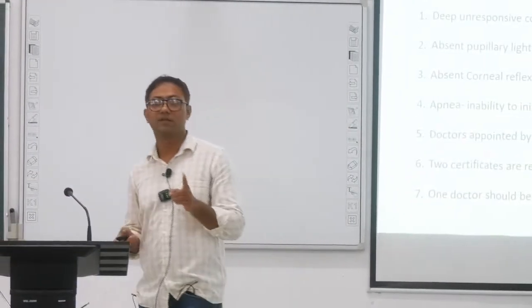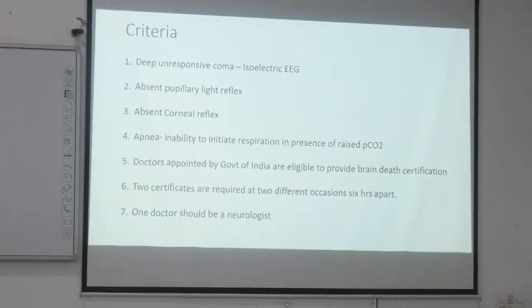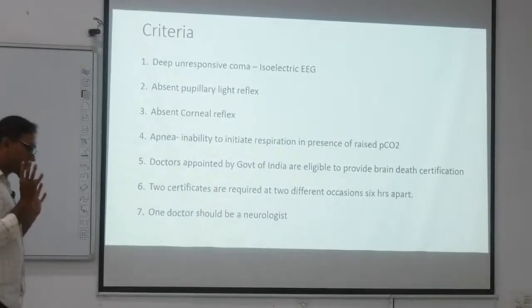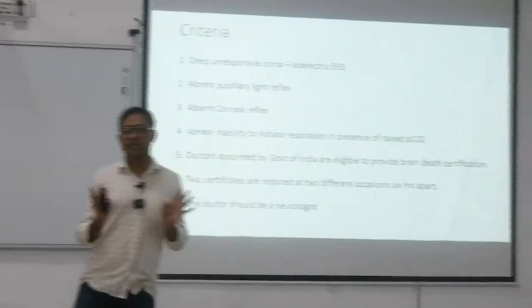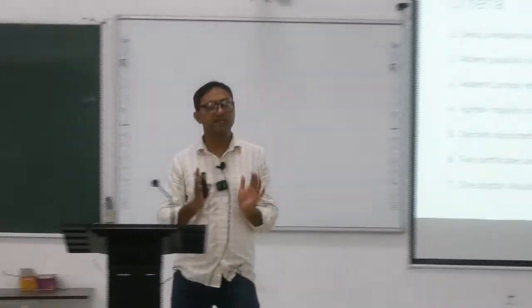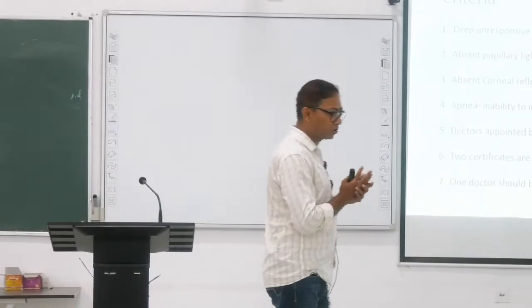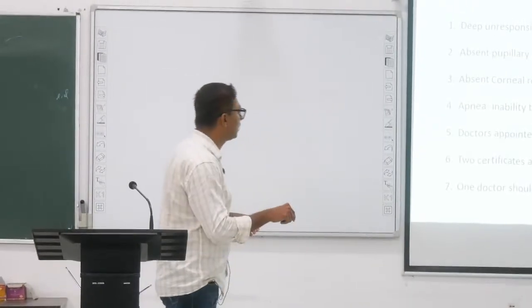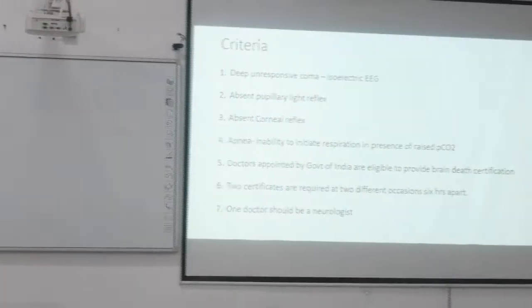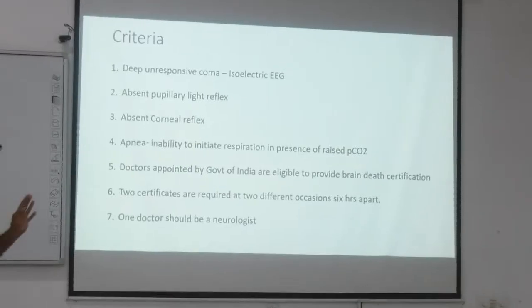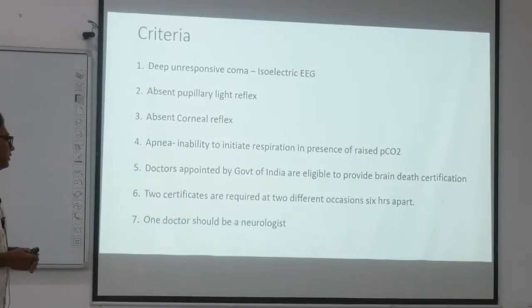So if it is the same, that means unresponsive coma, flat EEG, absent pupillary light reflex, absent corneal reflex, and apnea, if all these criteria are met on 2 occasions, 6 hours apart, we can finally declare the patient as brain dead. And remember, in the team of doctors who declare brain death, one doctor must be a neurologist. Clear? So this is all about brain death. Again, a 3-4 marks or 5 marks short note is sufficient. Next.